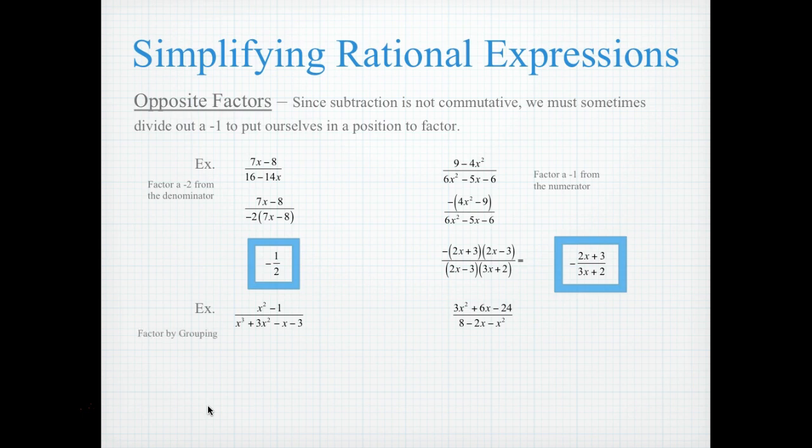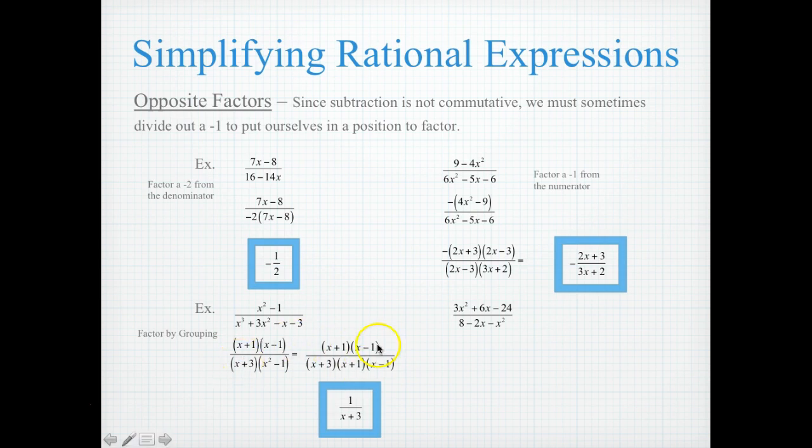In the next example, we're going to factor by grouping in the denominator. The numerator is a difference of squares. Factor by grouping in the denominator. Continue to factor in the denominator as we have a difference of squares. And now we cancel out all of our common factors. You can see an x plus 1 can get canceled and an x minus 1 will get canceled, leaving us with 1 over x plus 3. So we have to completely factor. Sometimes that means factoring multiple times. Here we had a difference of squares, we had factor by grouping, and then we had another difference of squares showing up in the denominator.